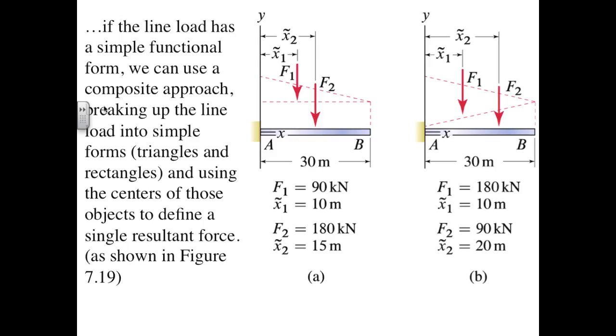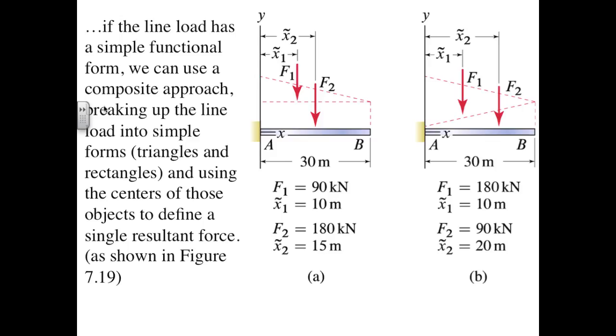Two different possibilities are shown here. On the left, in A, we have a distribution modeled as a composite of a rectangular shape and a triangular shape. The area of the rectangle is length of 30 meters times a height of 6 kilonewtons per meter, or 180 kilonewtons.